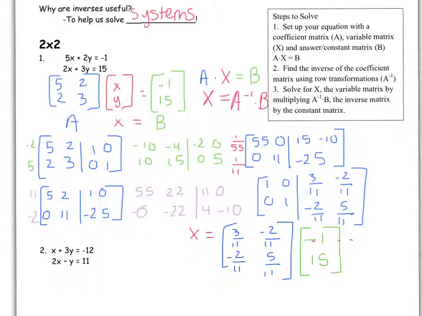And then remember how to multiply matrices. You're doing row times column. When you do that, you're going to come up with X equals -3 over 7. So the ordered pair solution would be (-3, 7).